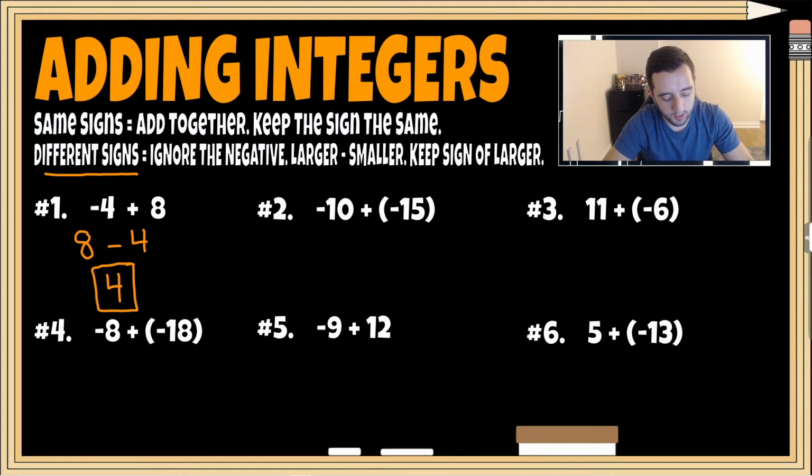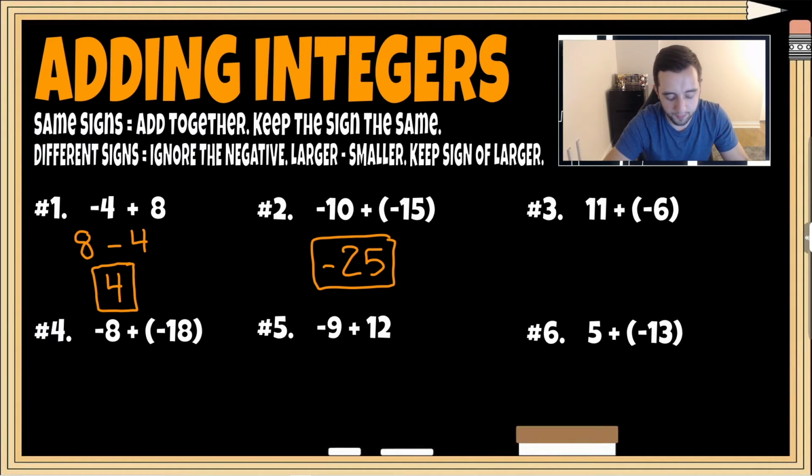Now taking a look at number two, we have a negative number plus another negative number. They have the same sign, they're both negative. So we simply need to add them together. Well, 10 plus 15 is 25. And then we need to keep the sign the exact same. If both numbers were negative, then our final answer also needs to be negative. So for number two, our final answer is -25.